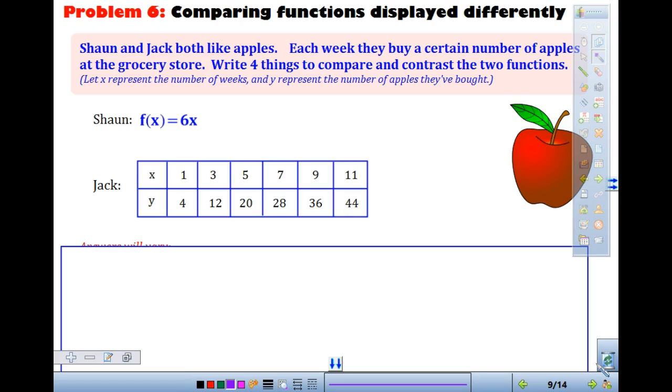And I know that both Mrs. Ives and Mr. Holquist, when they're looking at you writing things, it would not just be putting down a one-word answer. So, Sean, the equation is f of x equals 6x.